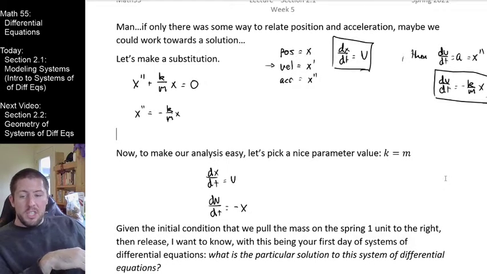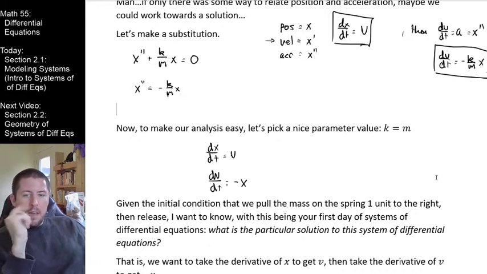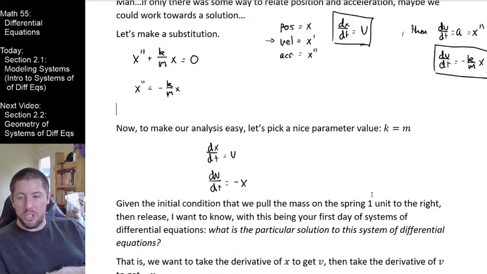Not only are we not solving this generally, I'm saying I want to know a particular solution here given an initial condition. The initial condition is that we're going to pull the mass in the spring 1 unit to the right, and then we're going to release. What I want to know, with this being your very first day of systems of differential equations, is straight up what's the solution to this system?